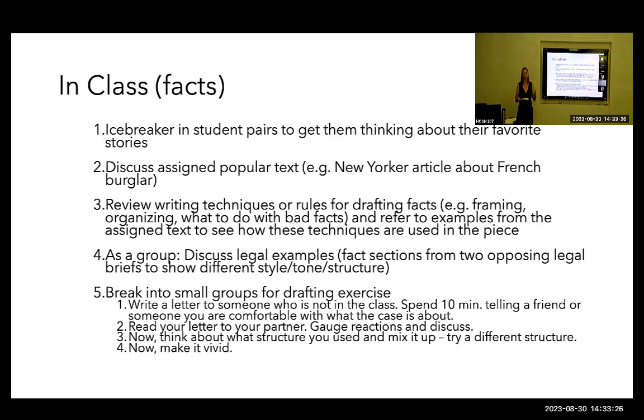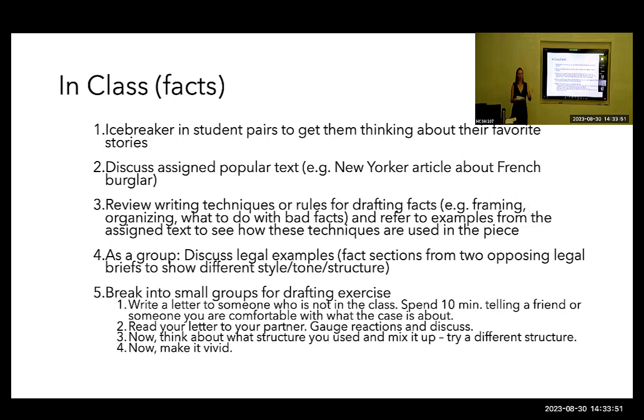So we talk about all the different ways in which you can write a statement of facts. I tell them what you must do and then give them a lot of examples of what you can do and still have a legitimate statement of facts. We talk about framing them, organizing them, and then we look at specific examples from that Art Heist article, the New Yorker one, and we look at specific examples of how that author wrote the facts.